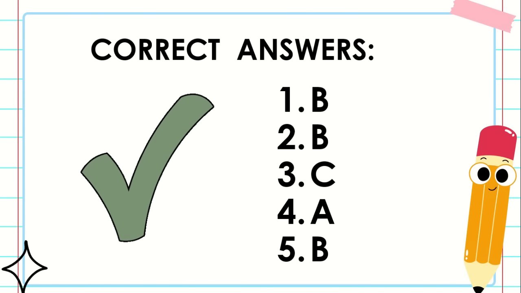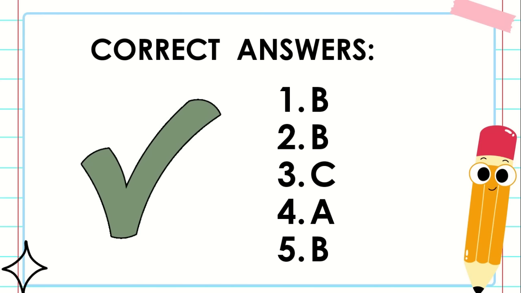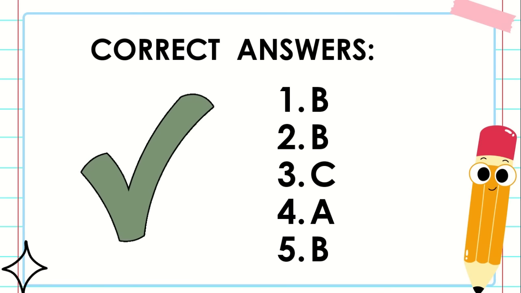Here are the correct answers. For number 1, letter B. Number 2, letter B. 3, C. 4, A. And number 5 is letter B.